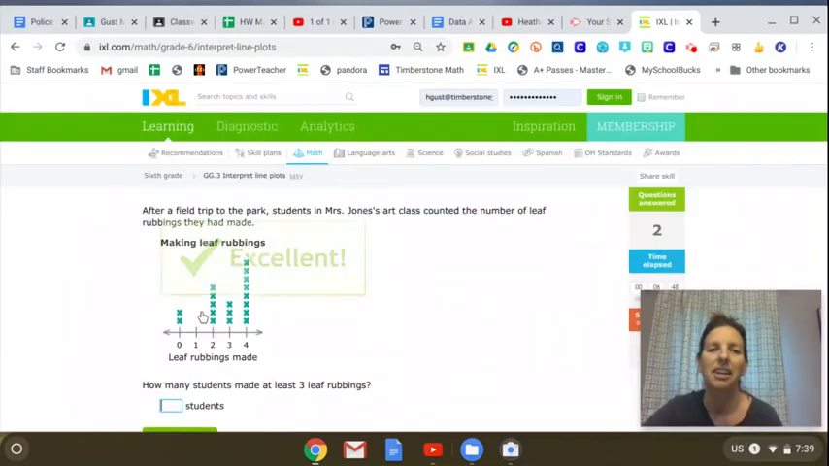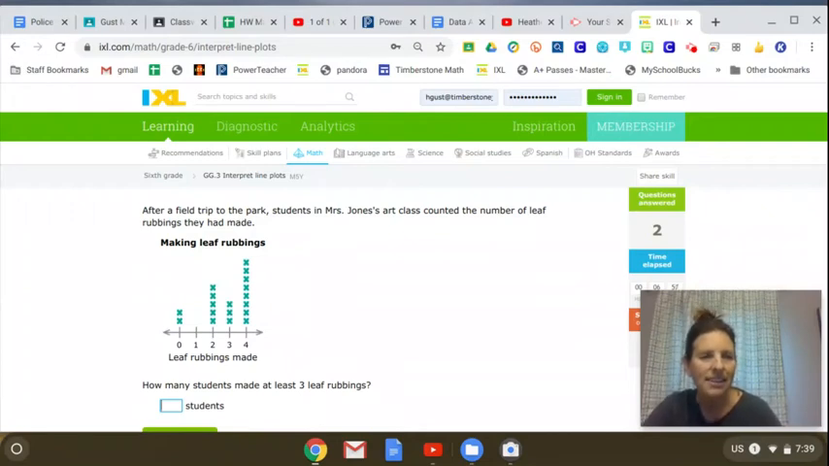So interpreting line plots, all that really means is we're just looking at the data and seeing if we can understand what the table is actually talking about. All right, after a field trip to the park, students in Mrs. Jones's art class counted the number of leaf rubbings they had made. So that's our title, making leaf rubbings.